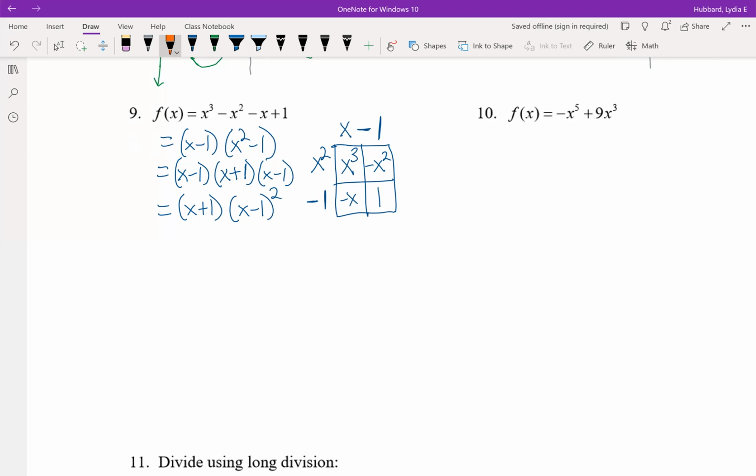So we're going to find our zeros now. So we'd set x plus 1 equal to 0. Subtract 1 from both sides to get that x equals negative 1. And then we'd set x minus 1 equal to 0. Add 1 to both sides to get that x equals a positive 1.